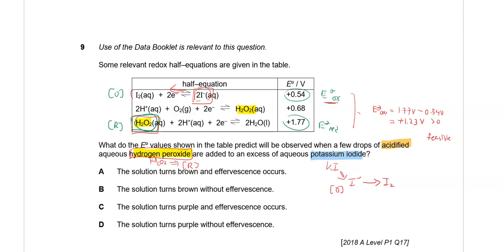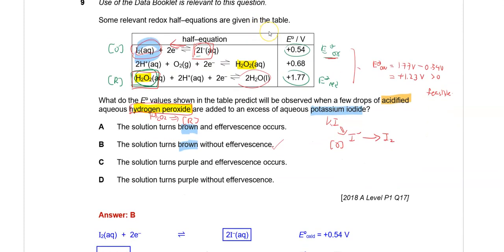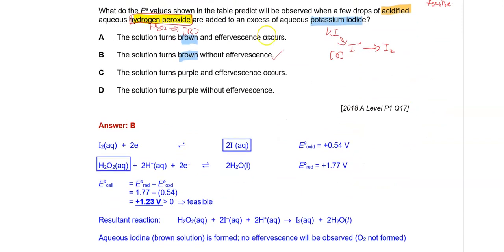reaction. So you will end up producing I2, so the solution will turn brown. The question is, is there effervescence? You can see the products, we only have I2 and water, so that's without effervescence, and that's why the answer is B. Okay? And that's it for questions 8 and 9.